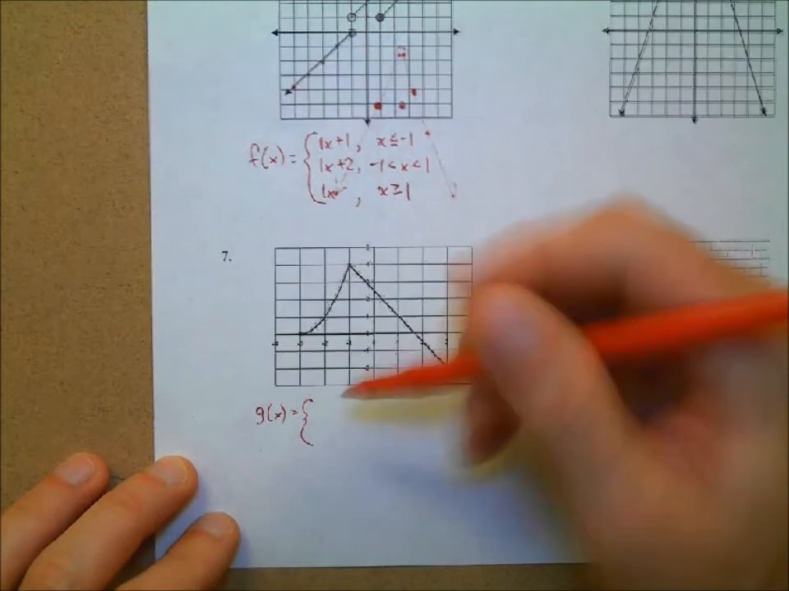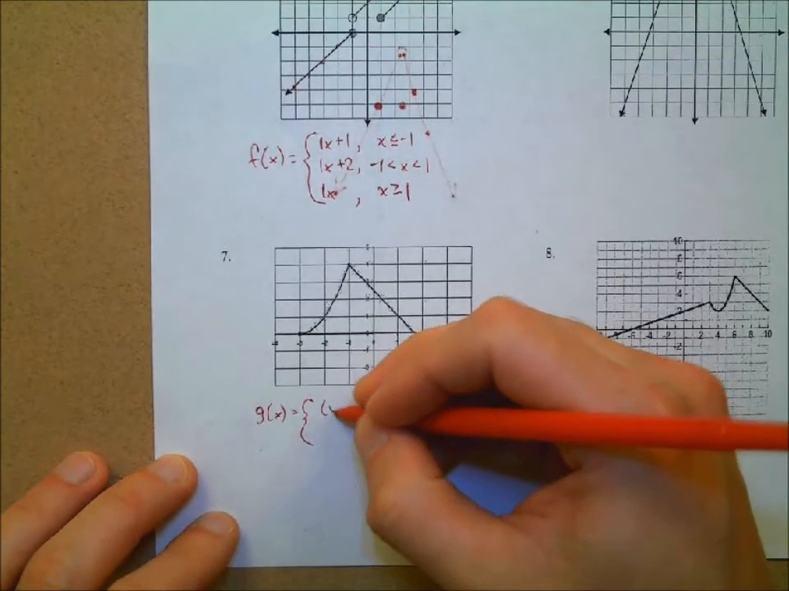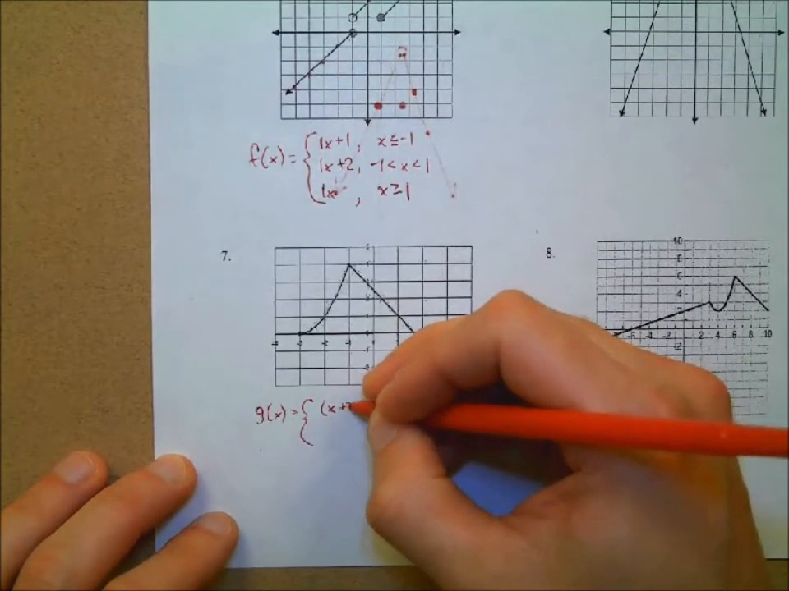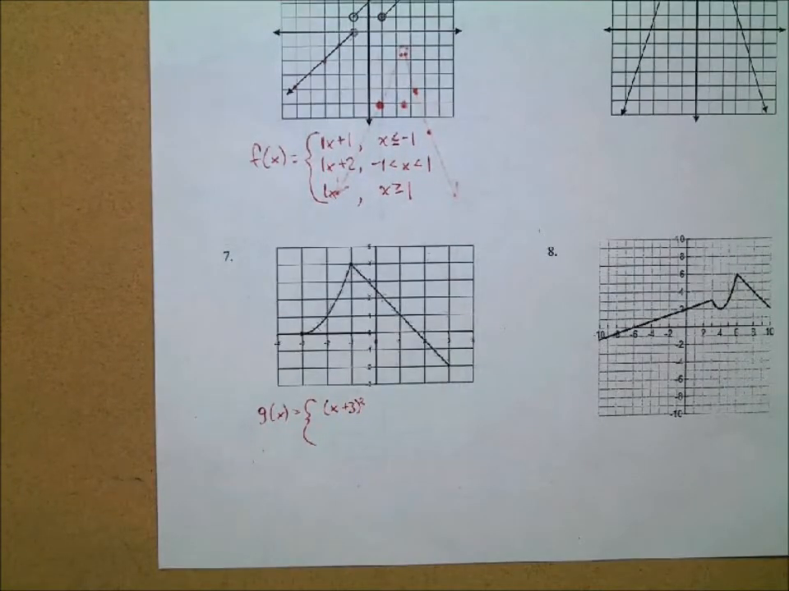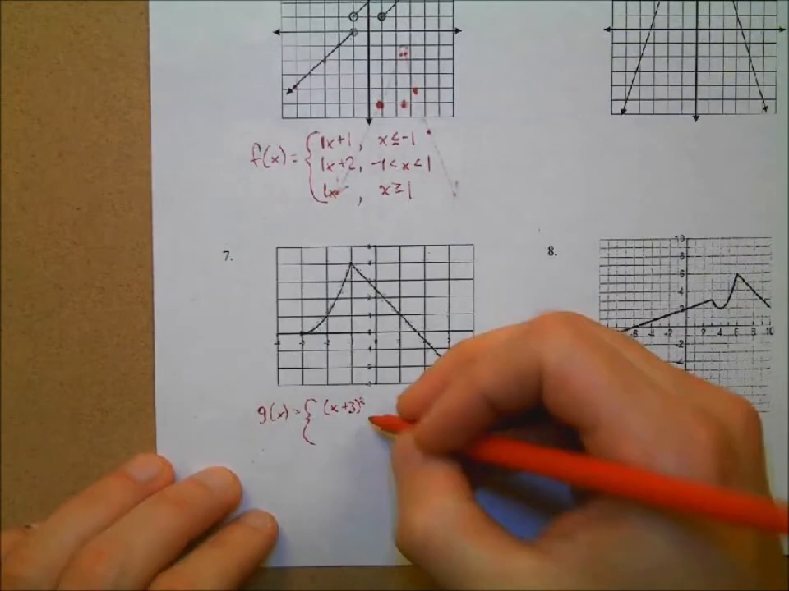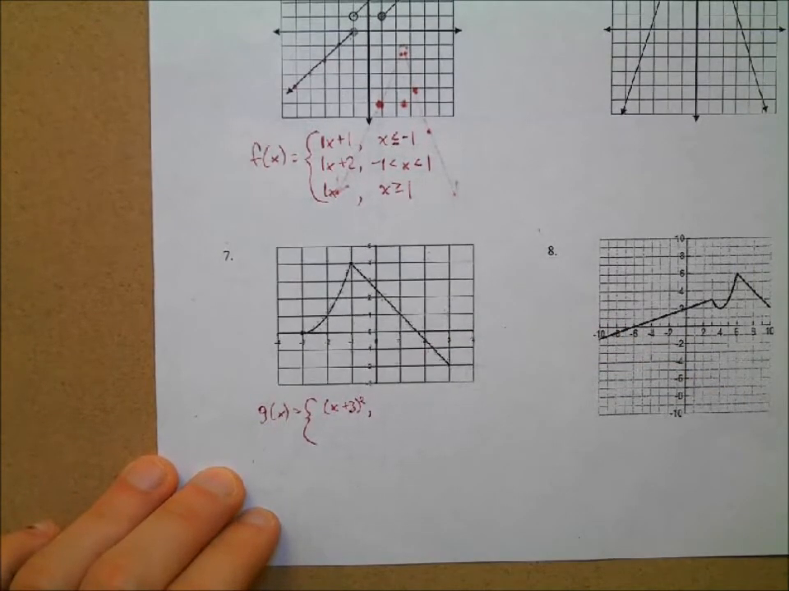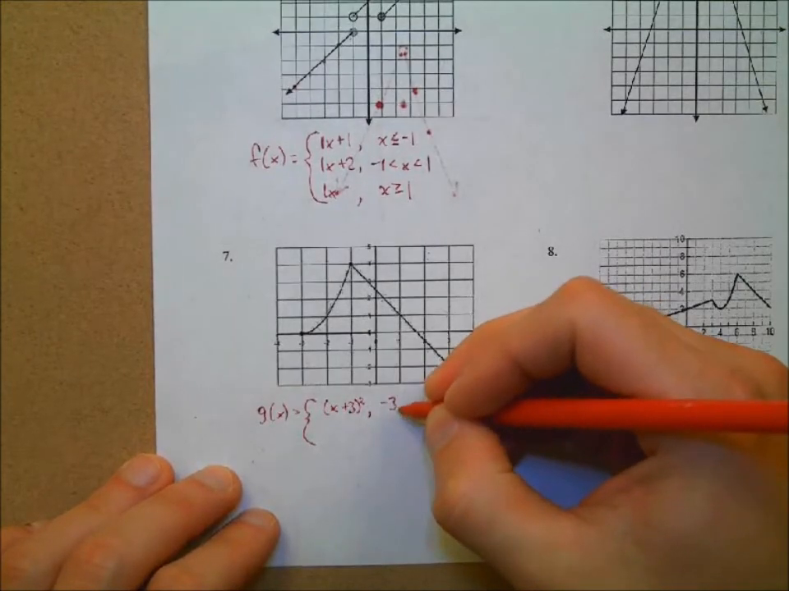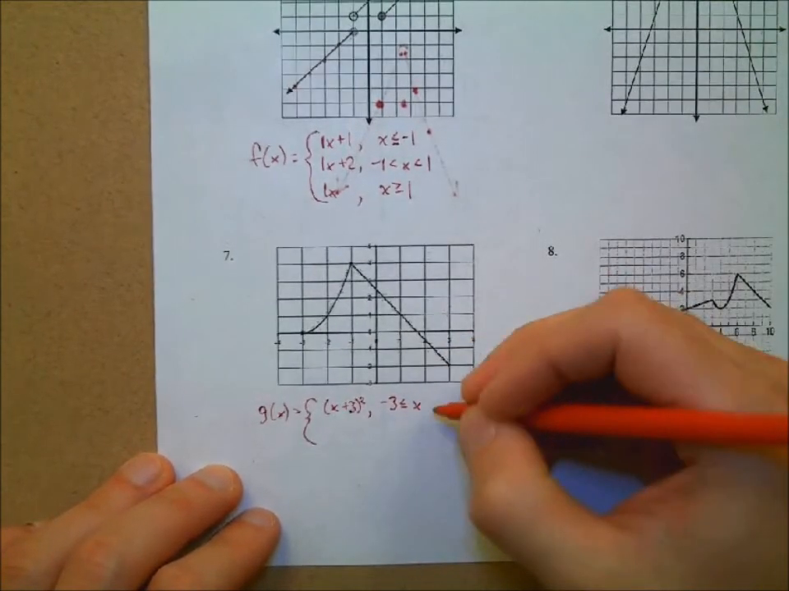So to do that, we're going to write parentheses x. To shift it left 3, we're going to do x what? Plus 3 squared. Is it shifted up or down at all? Nope. So just x plus 3 squared. Okay. Comma, what are our constraints? Where does that x plus 3 squared start? -3, and we'll include it, right? And then up to what?